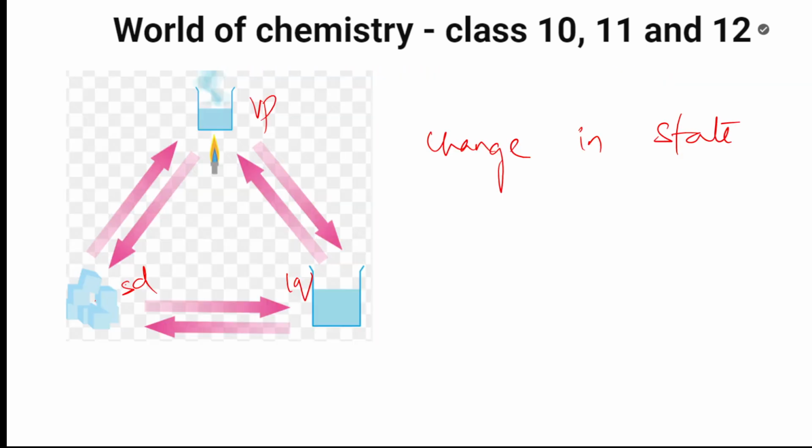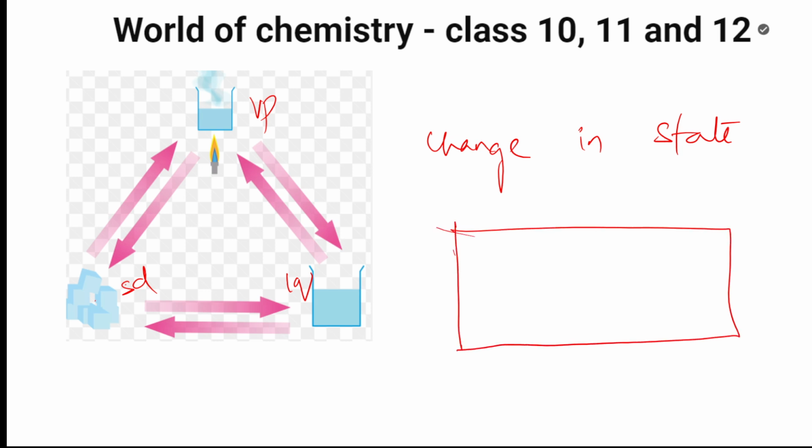Shall we once again summarize? Yes. So what are the things, students? In characteristics, first is what? Evolution of gas. Next, formation of precipitate. Third, change in color, change in temperature, change in state. Correct? Yes. Done. That's it.